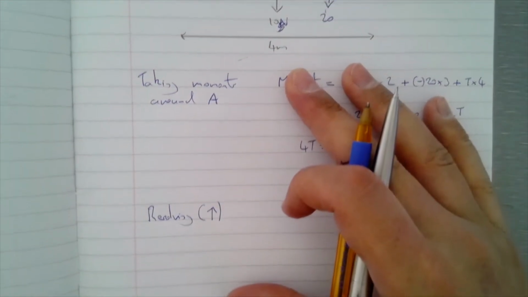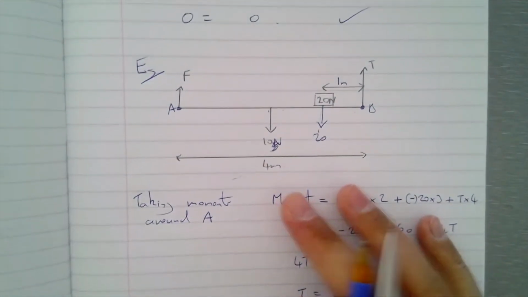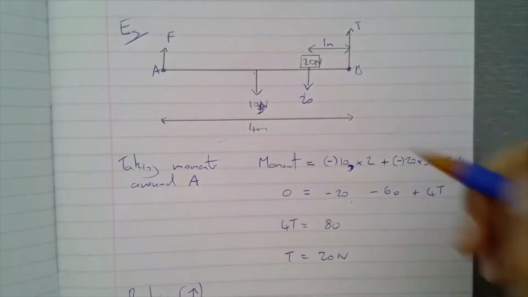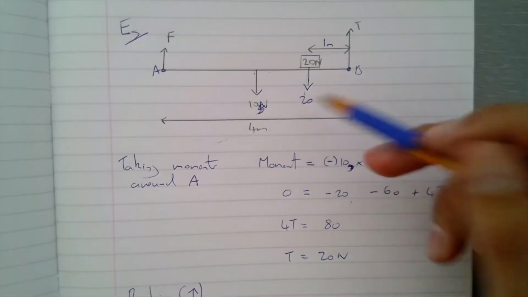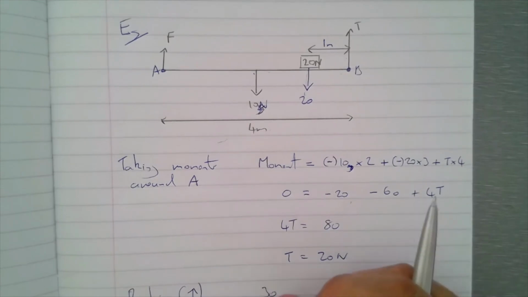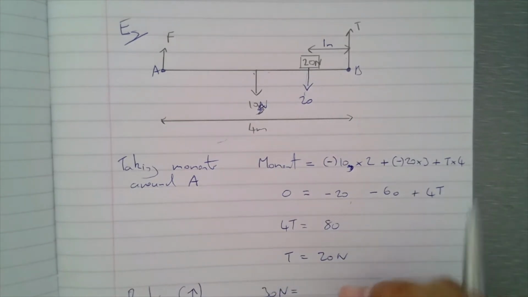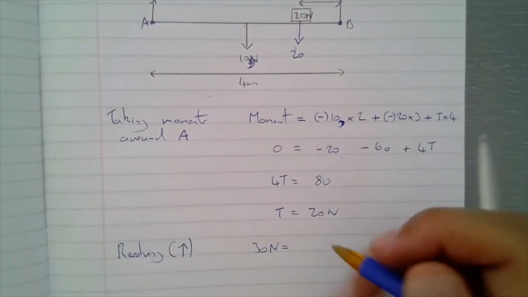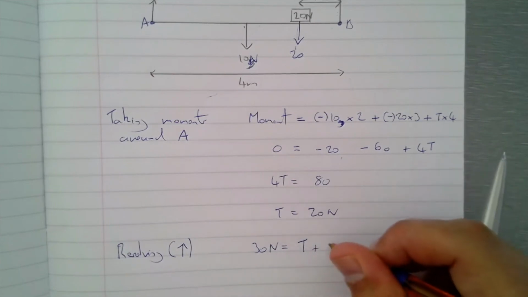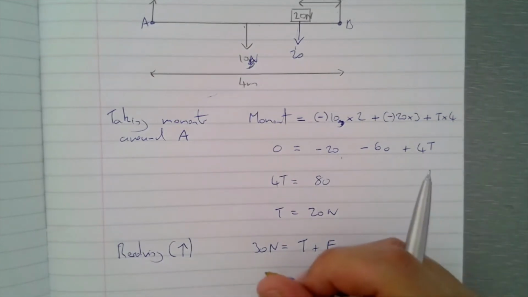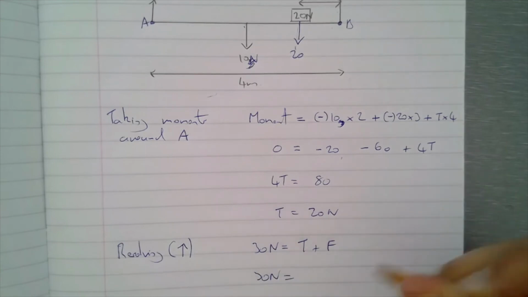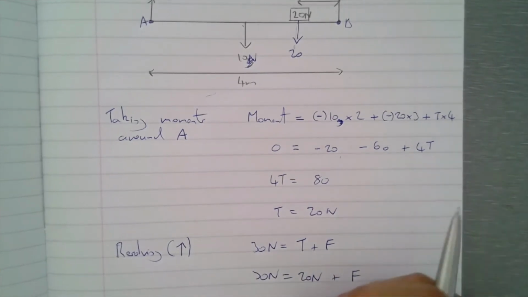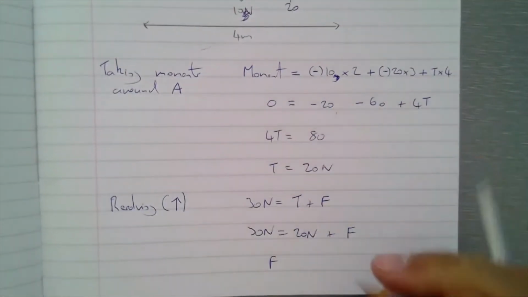Resolving means I'm just trying to compare the forces with each other. So because there's 30 newtons acting downwards altogether, and this rod is not moving up or down, then that 30 newtons better be equal to T plus F, because there's no other forces acting on this thing, and it is stationary. So that must mean that 30 newtons is equal to, well, we found earlier that T was 20, and so therefore F must be 10 newtons.